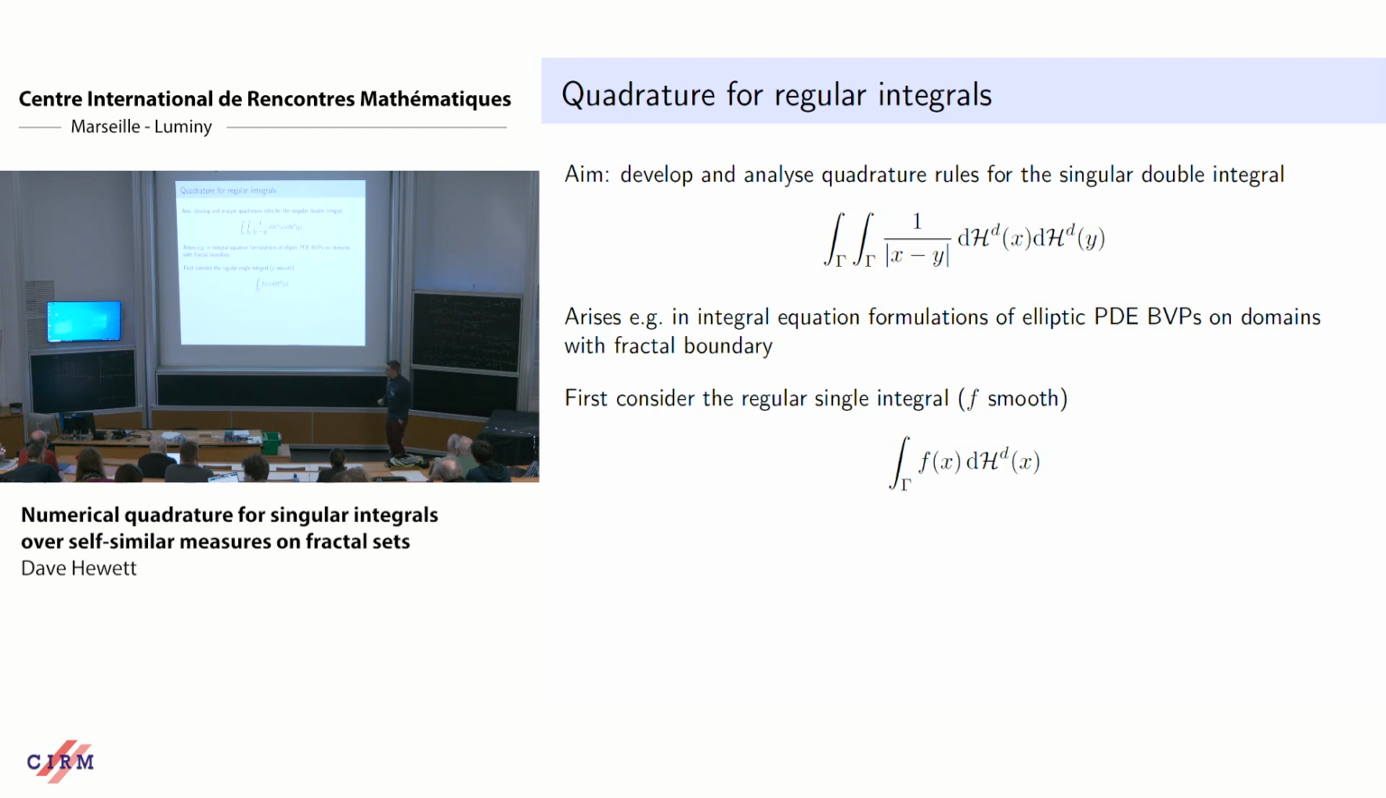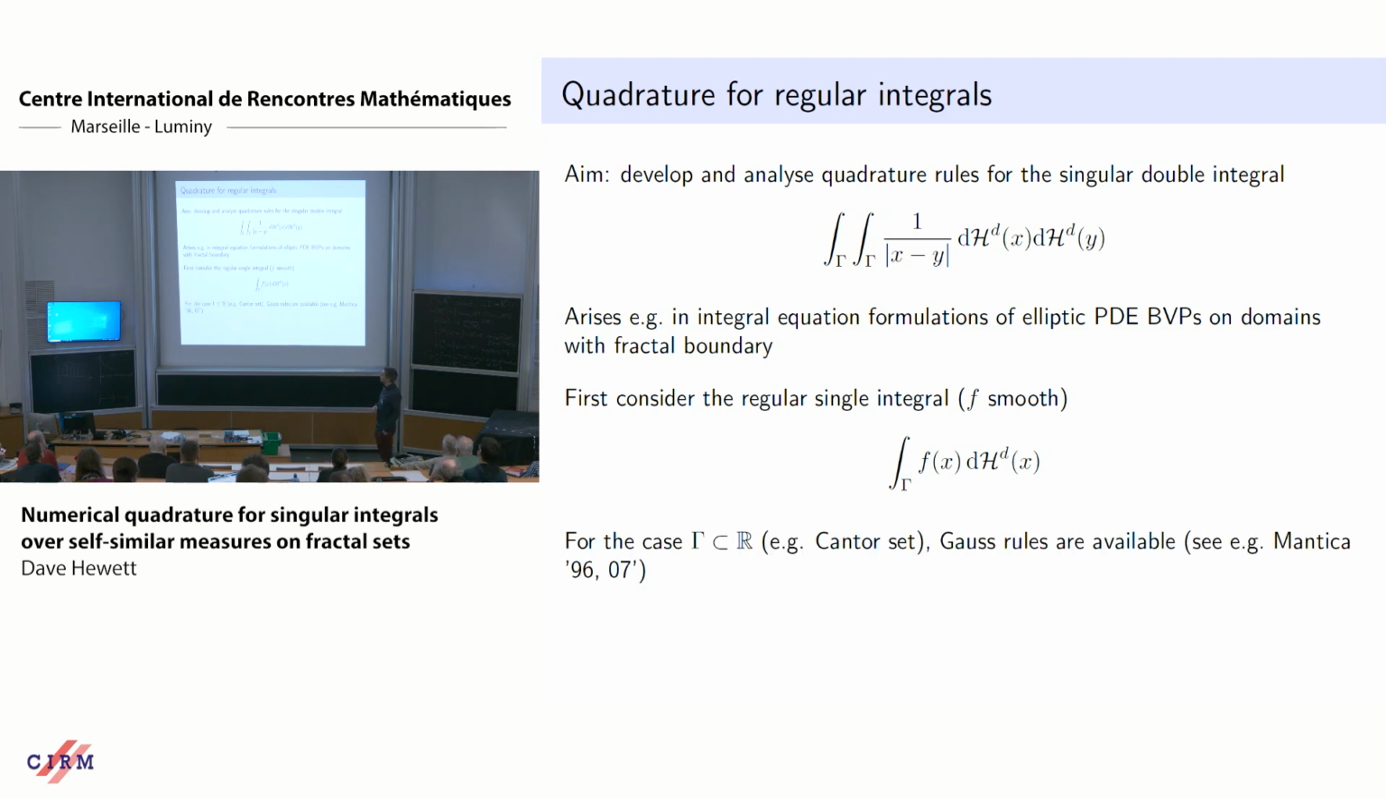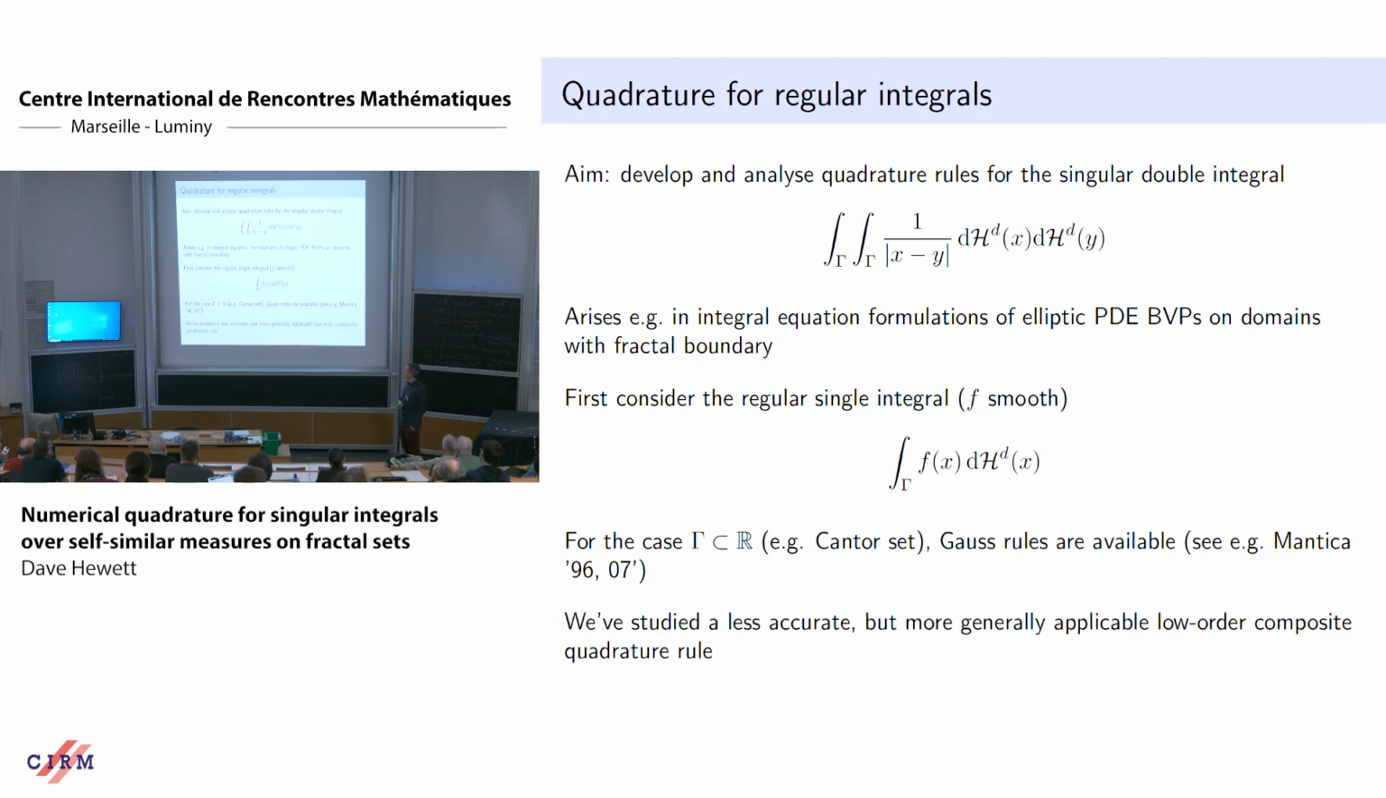To motivate our methods, I'm going to first consider the analog of this situation where we have a smooth integrand and just a one-dimensional integral, and then we'll go to the double integral case. I should say that in special cases, for instance if gamma is a Cantor set in R, there are very good quadrature rules for this problem. Gauss rules are available, and Giorgio, who's in the audience, has worked on this problem. We've implemented those rules, and they're very, very effective.